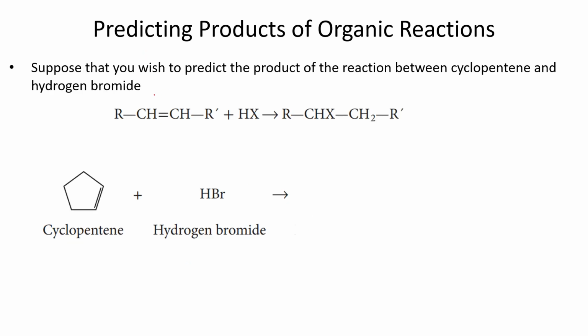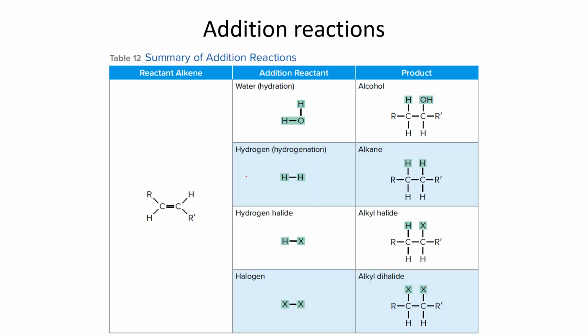Now, if you have something like this, alkene and HX, and here alkane. So if you have alkene and hydrogen halide, the product will be an alkyl halide. For example, here you have cyclopentene and you have hydrogen bromide. So you should know that the reactants are alkene and hydrogen halide, right? So you should know that the product is going to be alkyl halide from this table that we saw.